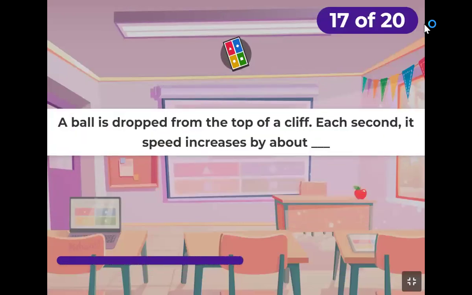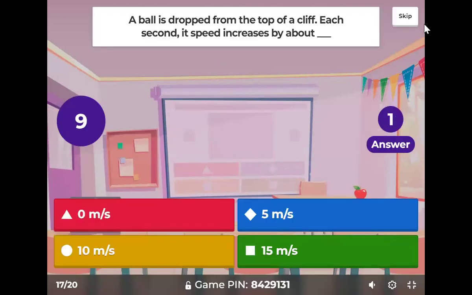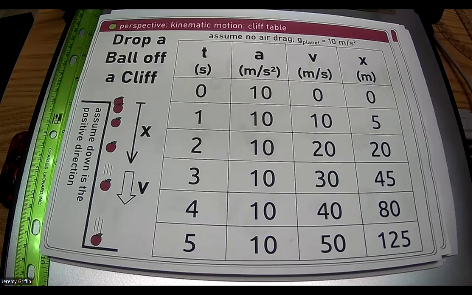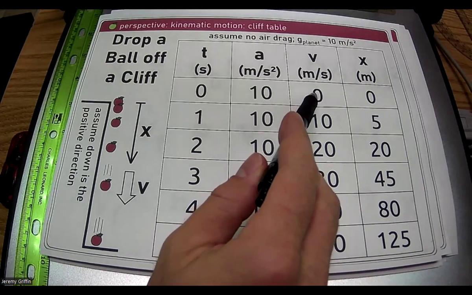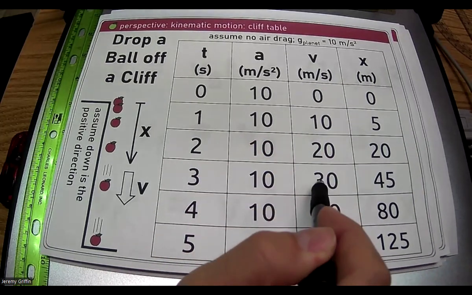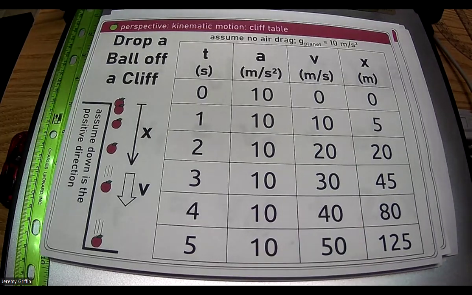Ball is dropped from the top of a cliff. Each second, its speed increases by about 10 meters per second, right? It picks up 10 meters per second every passing second. Point that out. Okay, I missed that one. So it's saying from here to here is 10 meters per second. During the next second, it picks up another 10, then another 10, another 10, another 10 meters per second. It's picking up 10 meters per second every passing second.